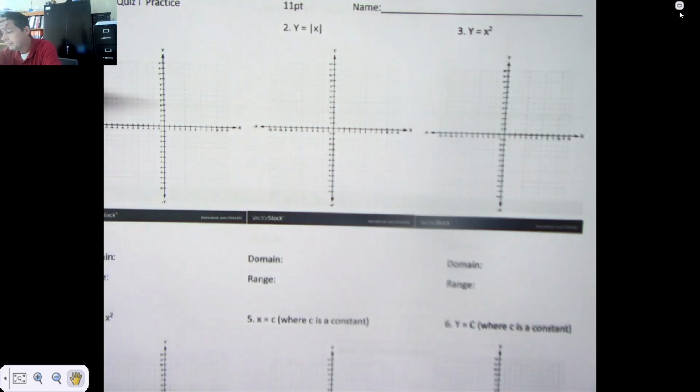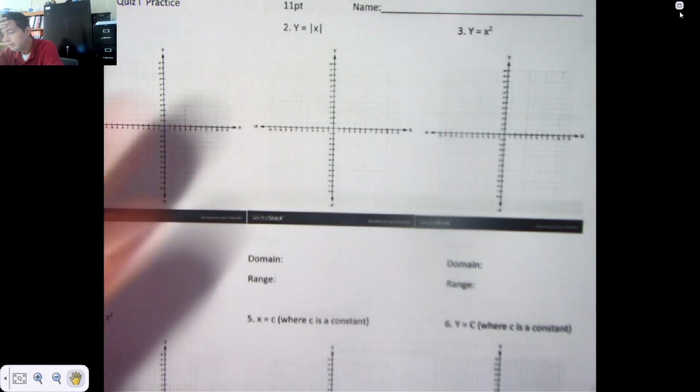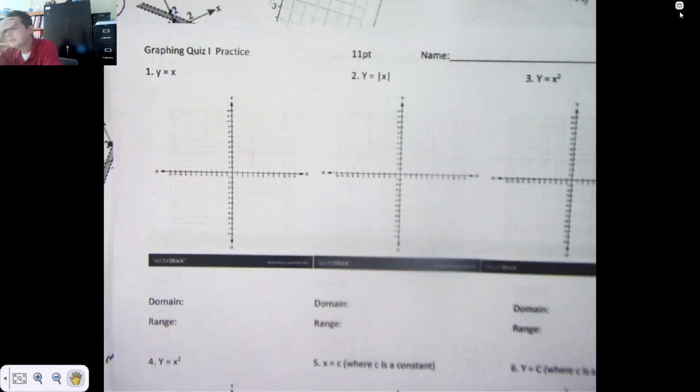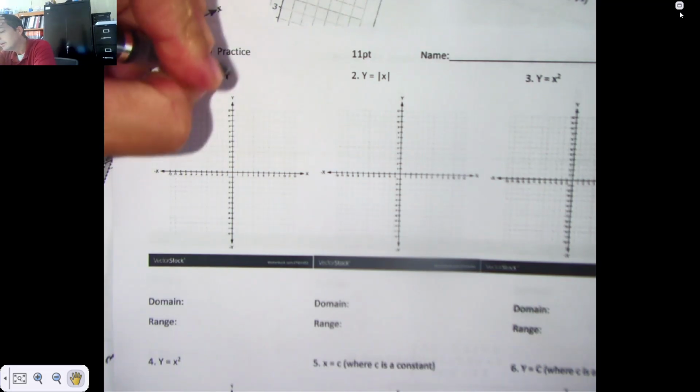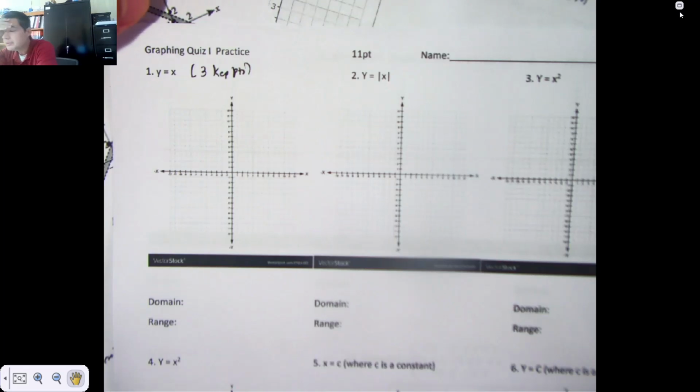The first 6 are rote memorization. They're key functions in algebra. First off, we have y equals x, and when you take a quiz, it'll say you need 3 key points. Your practice sheet will probably say it too. I just haven't finished editing. But you'll need 3 key points.